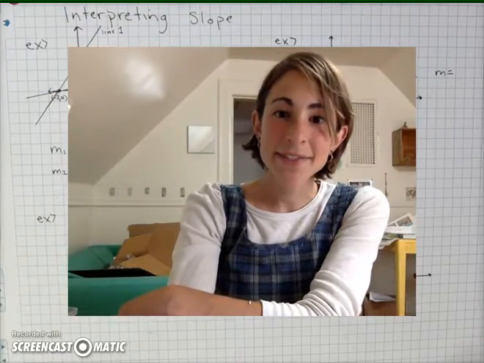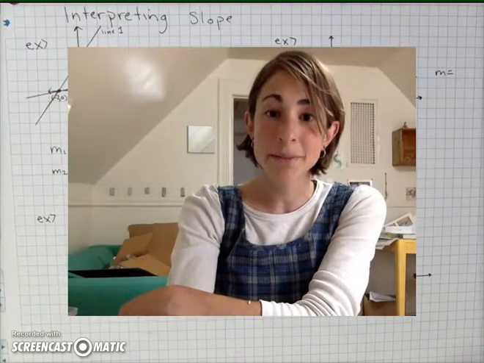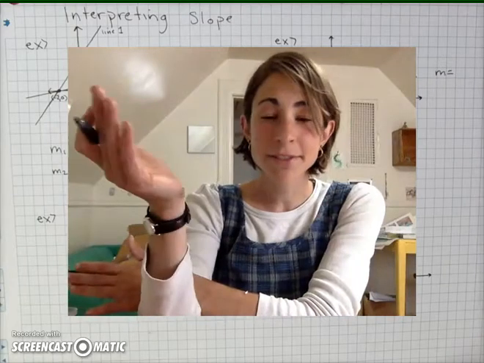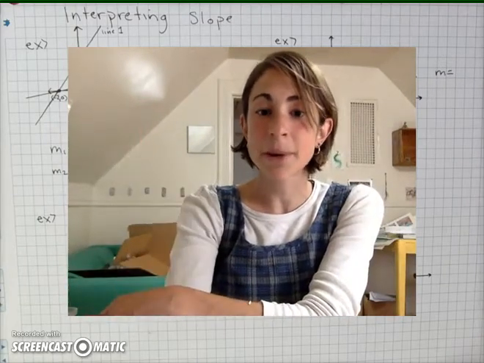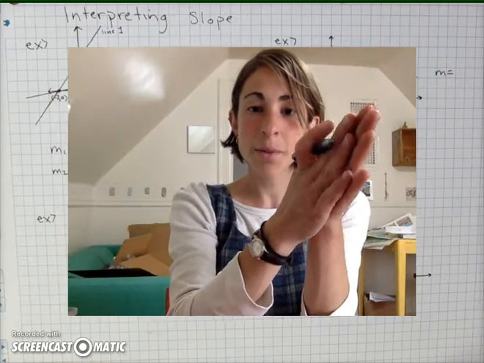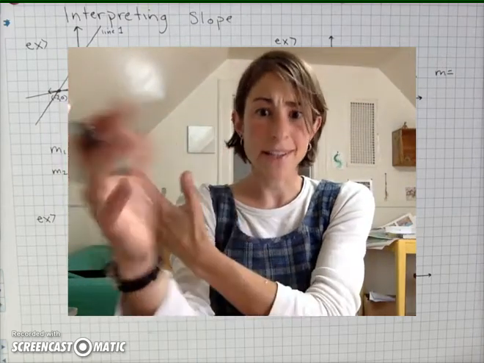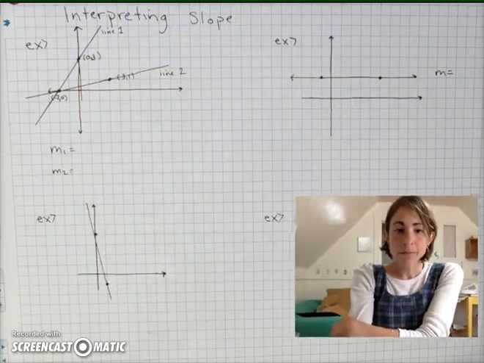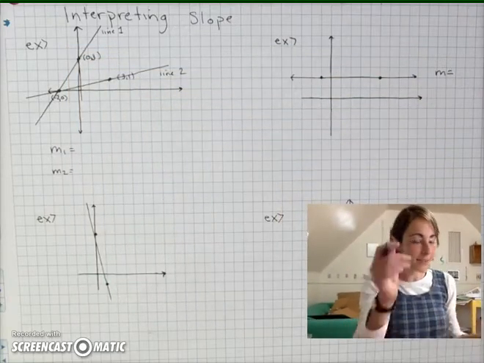Hi everyone, in this video we're going to be interpreting slope. We're going to look at a bunch of different lines with all different types of slopes and compare the number that we get for the slope to what the line looks like. So let's begin with an example, as usual.